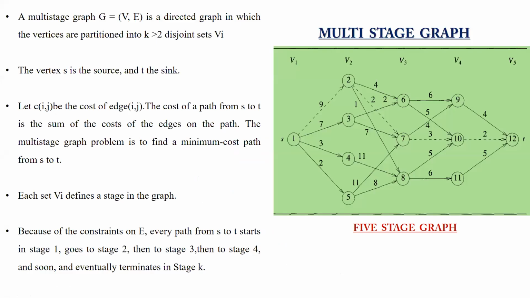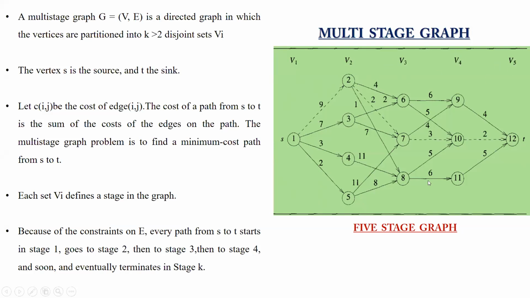So the diagram which you are seeing is a pictorial representation of a multi-stage graph. In particular, it is a 5-stage graph. A multi-stage graph G, a combination of vertices and edges, is a directed graph in which the vertices are partitioned into disjoint sets of various stages. Here V1, V2, V3, V4, V5 are the disjoint sets. The complete set of vertices has been subdivided into various stages. Each stage is indicated by V1, V2, V3, V4, V5.